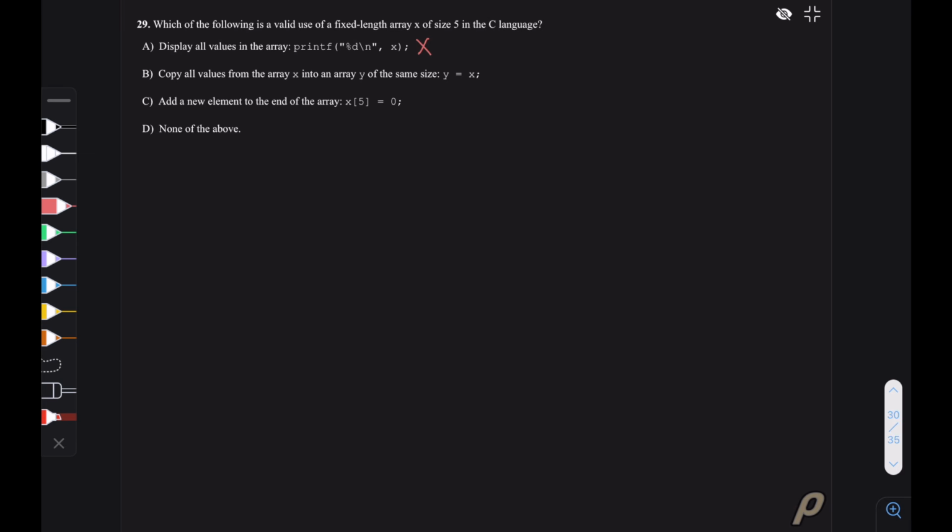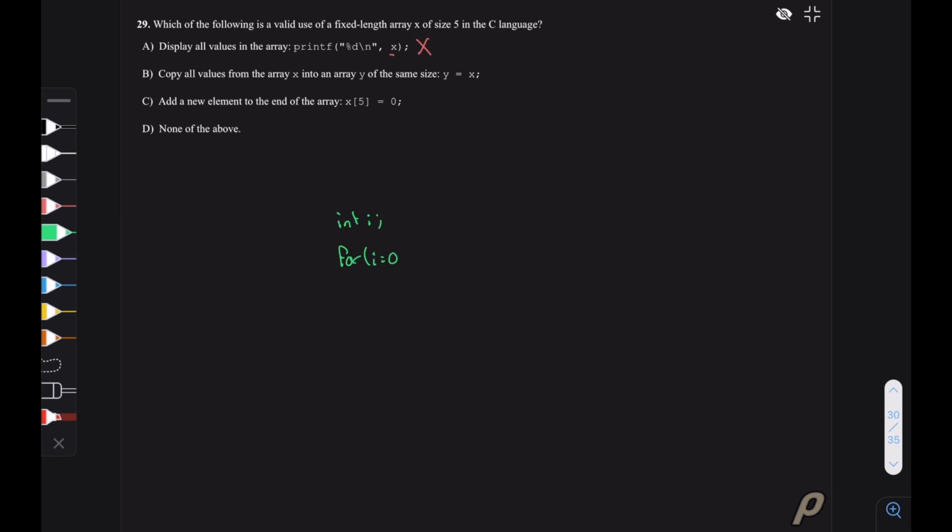This will just print the address of the array, because if you remember, X is actually an address, because the address points to the beginning of the array. So if you just print X, then you're actually printing the address. If you actually want to properly print this, you would have to use a for loop. So you'd have to do something like this.